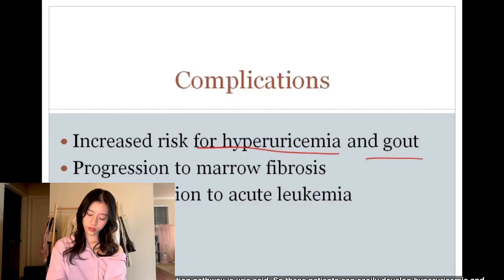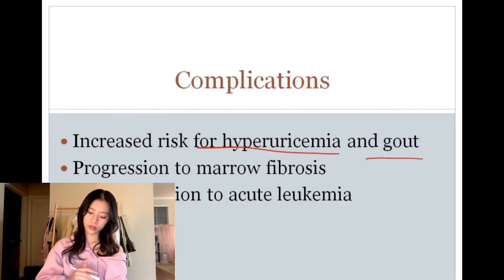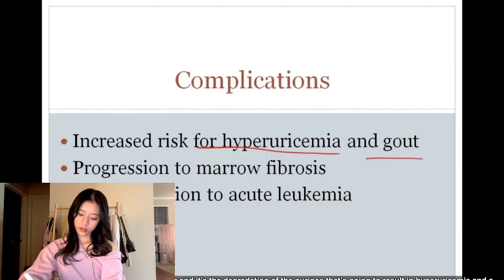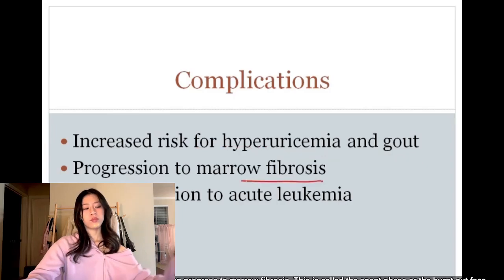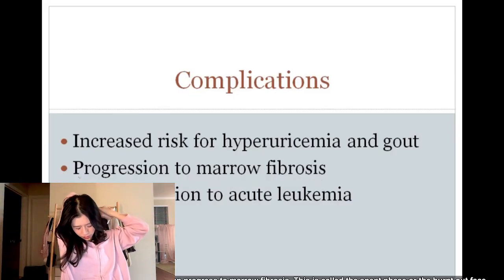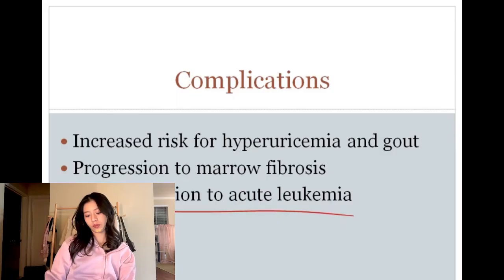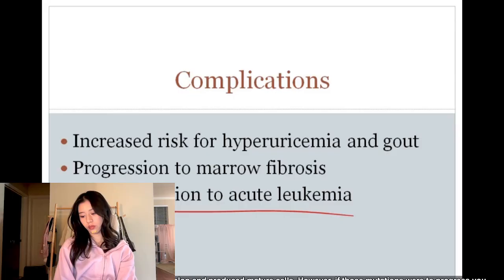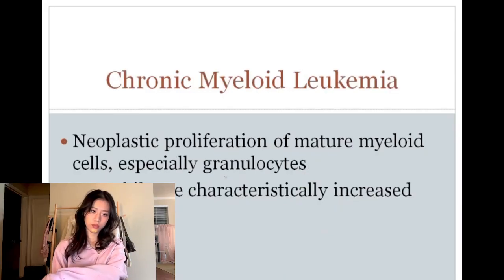Same thing with CML. There's going to be an overproduction of granulocytes. Those granulocytes will eventually die and their nuclear material will need to be turned over, and it's the degradation of the purines that's going to result in hyperuricemia and a risk of gout. Another complication is that they can progress to marrow fibrosis. This is called the spent phase or the burnt out phase. Third complication is that many of the myeloproliferative disorders can transform to acute leukemia. You've got mutations in a stem cell that allows the stem cell to develop and produce mature cells. However, if those mutations were to progress, you could easily arrest the stem cell in the blast phase, resulting in an acute leukemia.